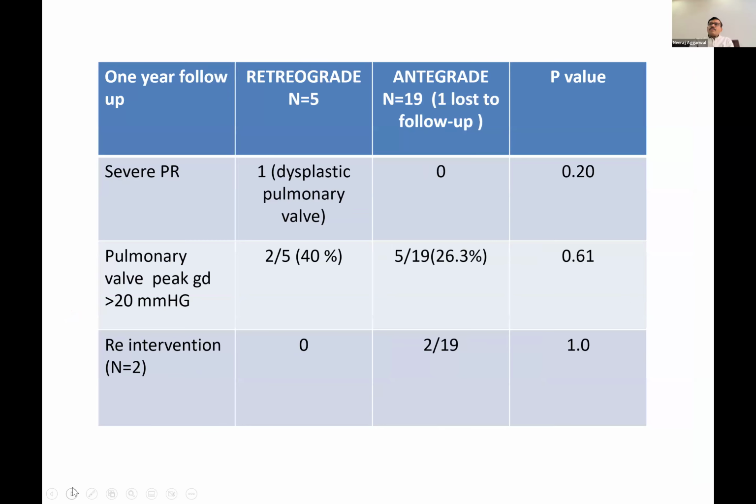One year follow-up data in these two groups, retrograde versus antegrade, was not statistically significant, no issues with them. In terms of severity of PR, recurrence, or reintervention rate, they were not statistically significant. In fact, there were two reinterventions in the antegrade group, but we understand that antegrade or retrograde BPV should not have a consequence on reintervention or recurrence. The recurrence is not dependent on antegrade versus retrograde routes.